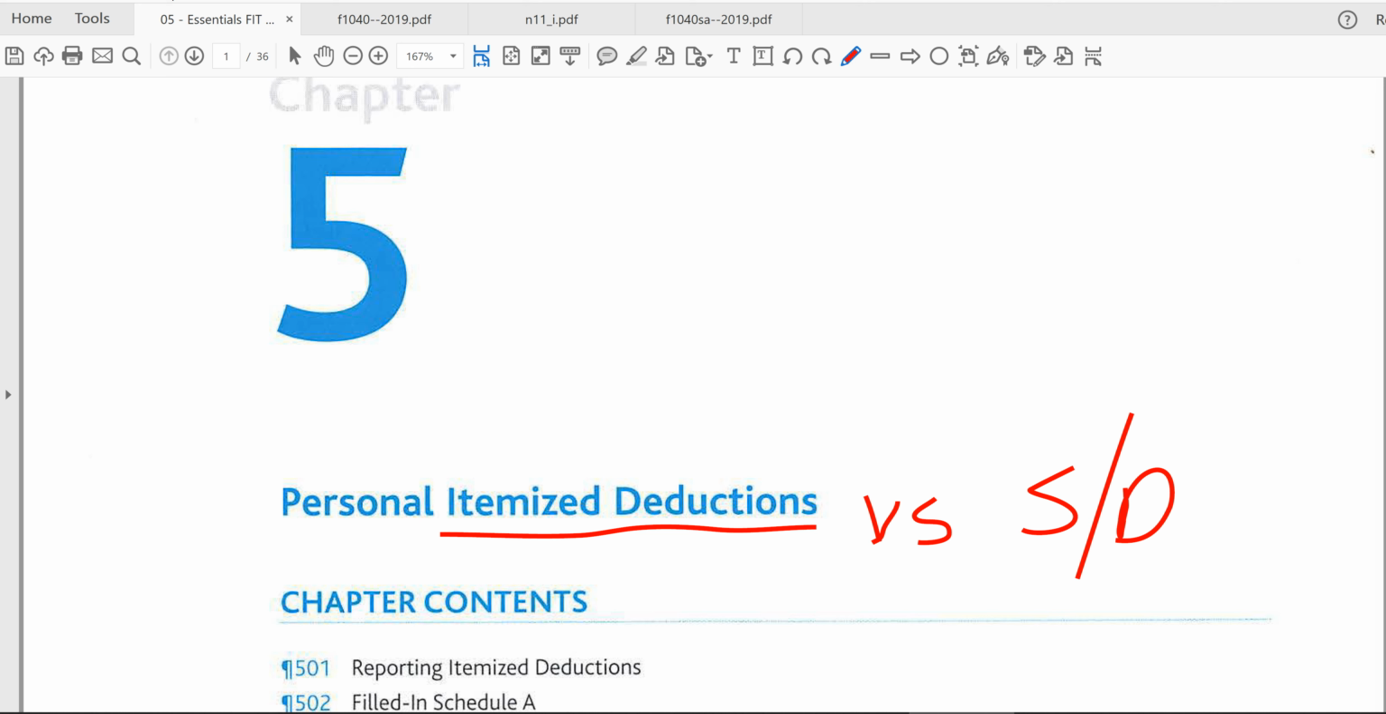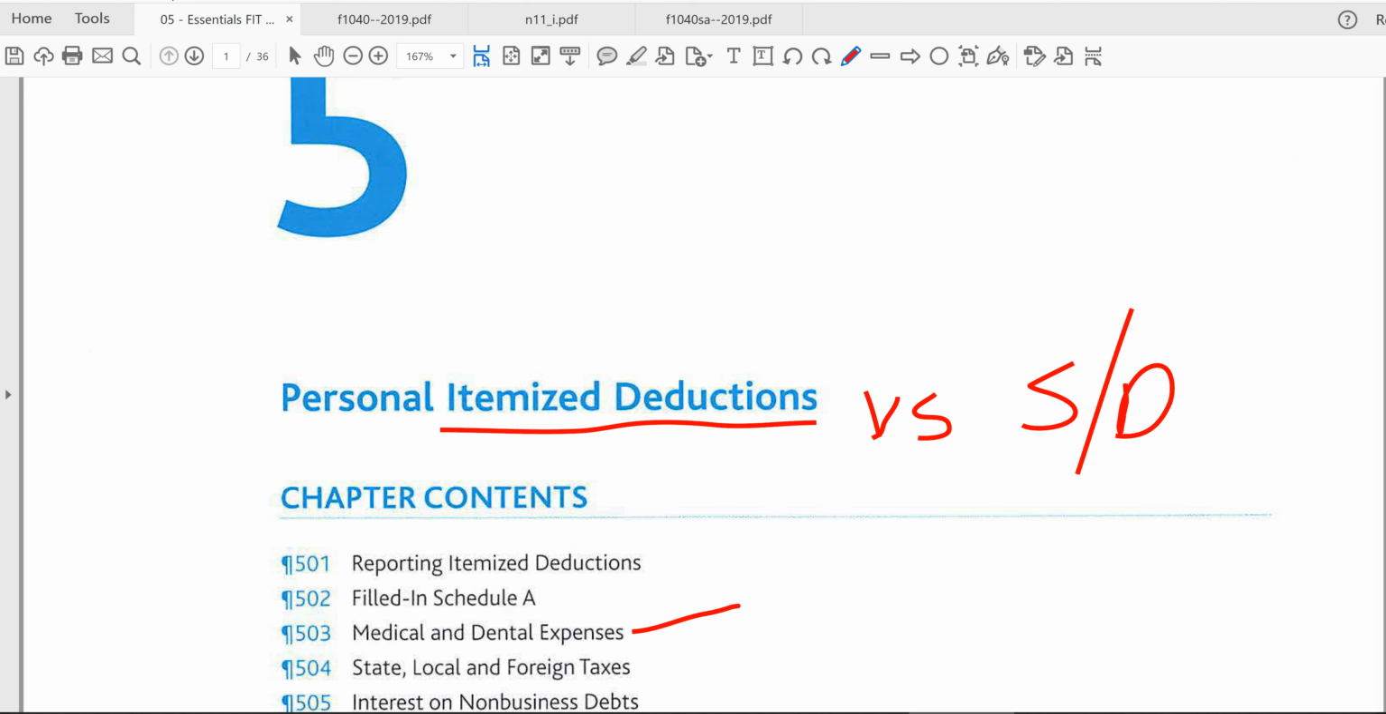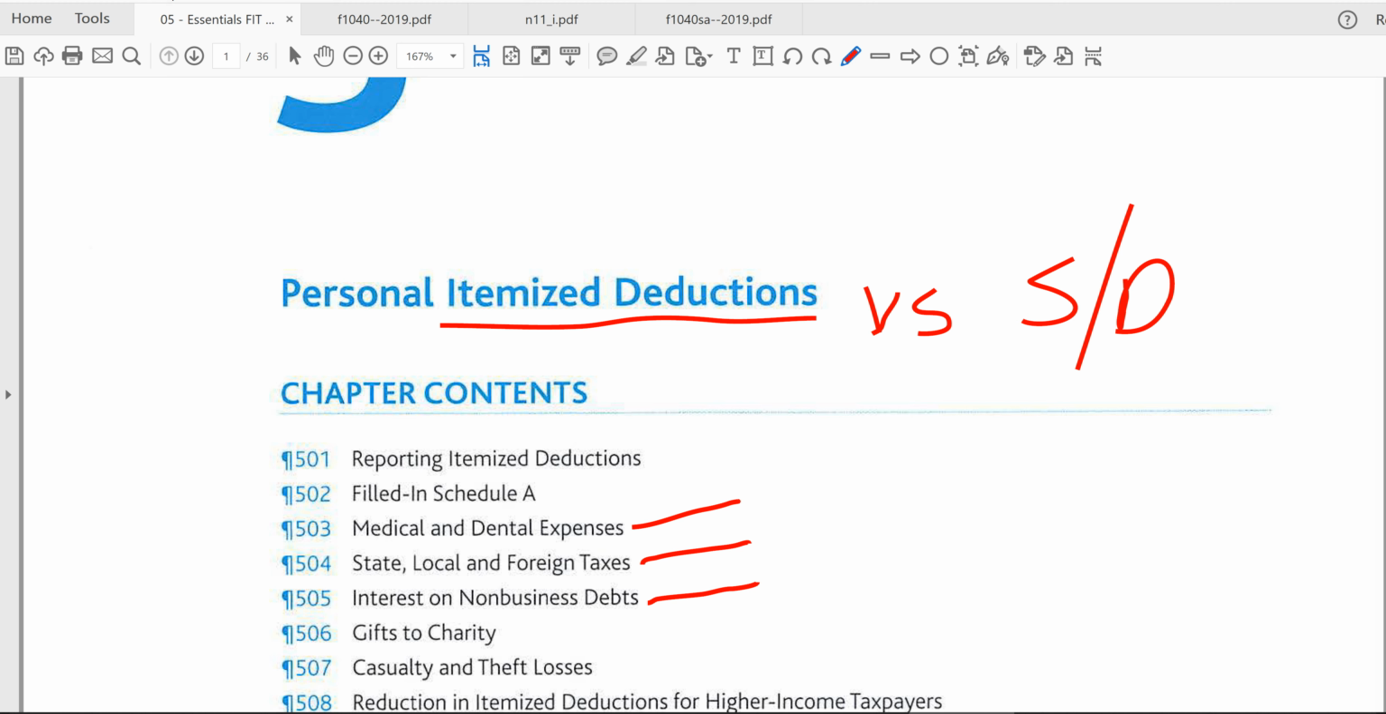In future videos for Chapter 5, we'll take a look at specific types of itemized deductions. For example, one for health-related deductions, another for taxes we pay, another for mortgage interest, and then charitable contributions. We won't have a separate video for casualty and theft losses since it's very limited for individuals.